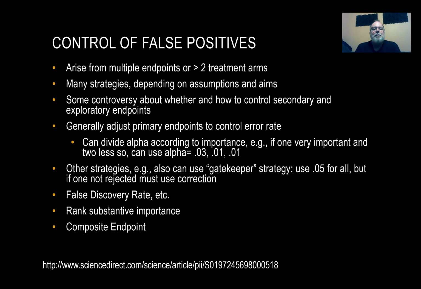There are lots and lots of strategies for controlling false positives if you're going to do it. There are things like the gatekeeper strategy. There are alpha dividing control strategies. These are things that you should really just sit with your statistician and talk through. Some are easier than others. Some can be excessively complicated.